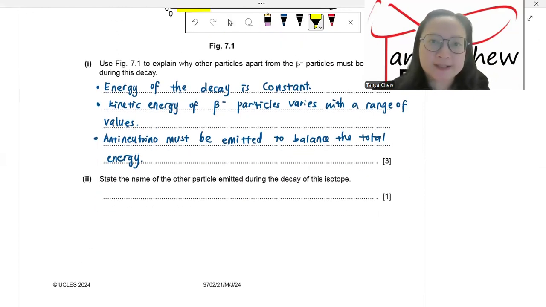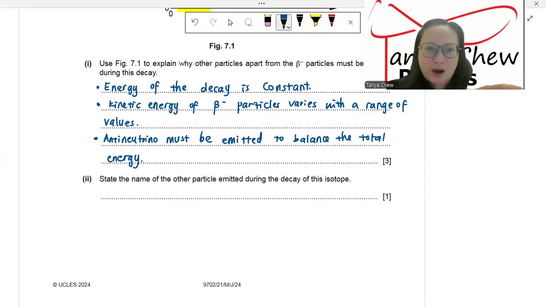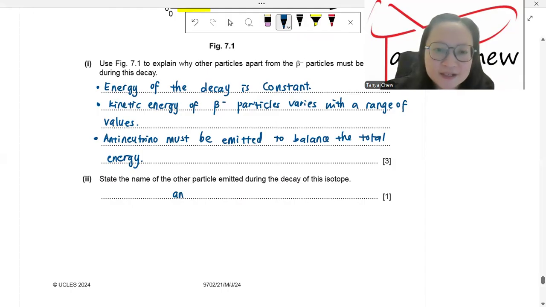Now, the second part, state the name of the other particle emitted during the decay of this isotope. I have explained the answer in part one, which is antineutrino. That's the answer.